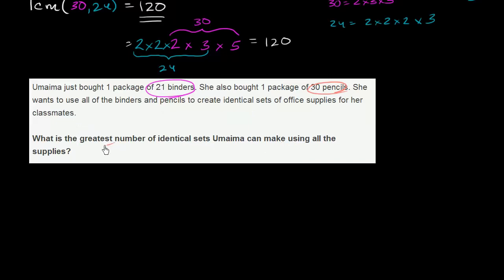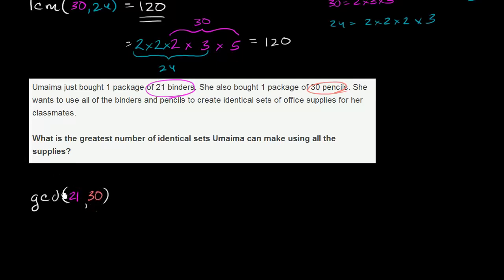So the fact that we're talking about greatest is a clue that it's probably going to be dealing with greatest common divisors. And it's also dealing with dividing these things. We want to divide these both into the greatest number of identical sets. So there's a couple of ways we could think about it. Let's think about what the greatest common divisor of both these numbers are. Or I could even say the greatest common factor. The greatest common divisor of 21 and 30. So what's the largest number that divides into both of them?